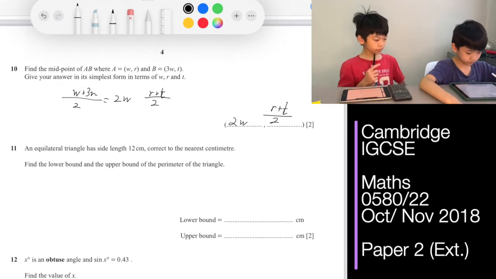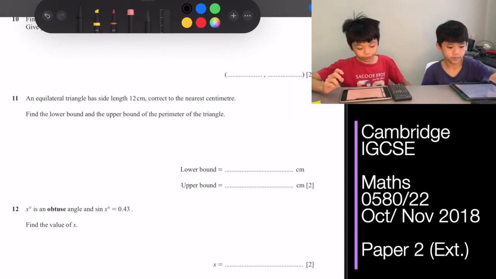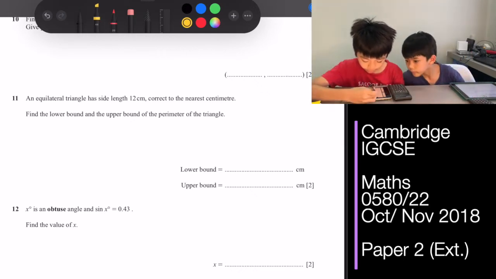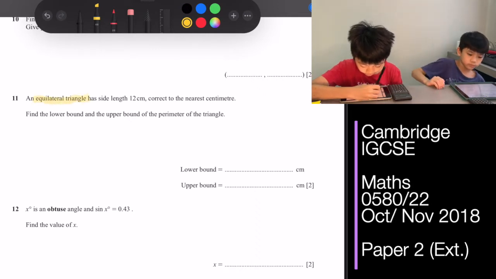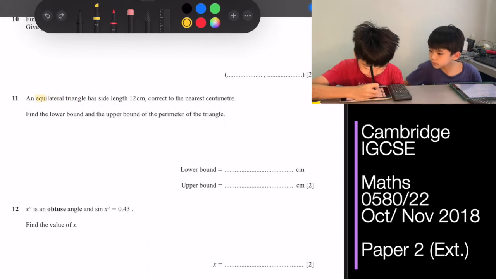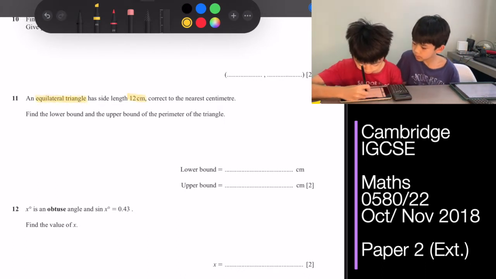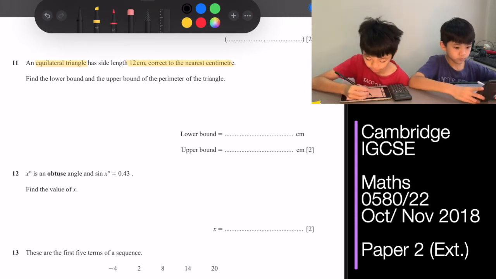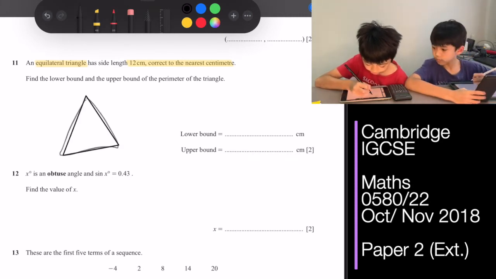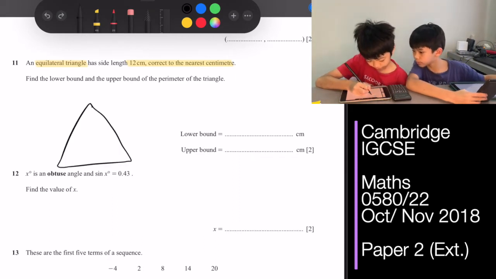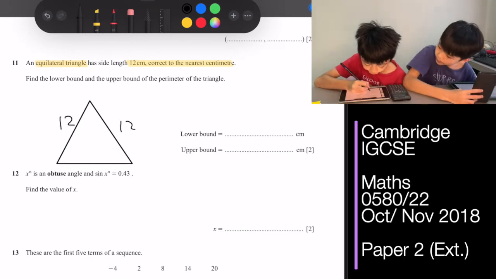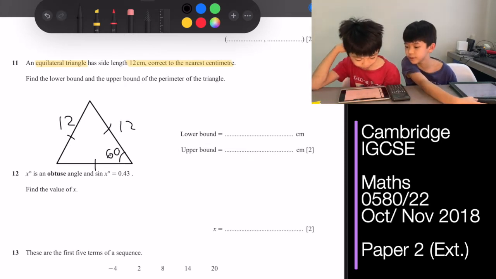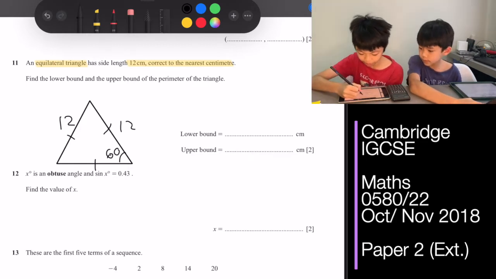divide 2. Next, for question 11, find the lower bound and the upper bound of the perimeter of the triangle. So this triangle is an equilateral triangle that has a side length, basically, all the lengths are 12 centimeters, corrected to the nearest centimeter. Okay, find the lower and upper bound of the perimeter of the triangle. So, equilateral triangle, like this, and then this is 12 on all sides, like this. So this is 60, and all the angles are 60. You don't need to do that. I know. But then they did say calculate the perimeter of the triangle.